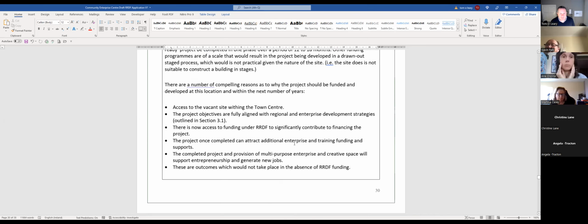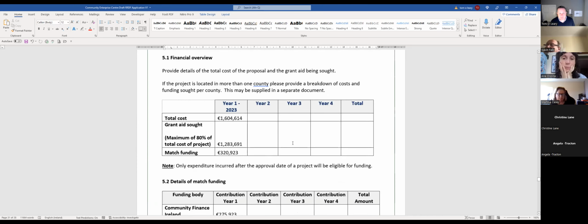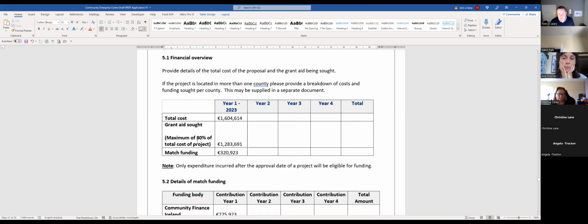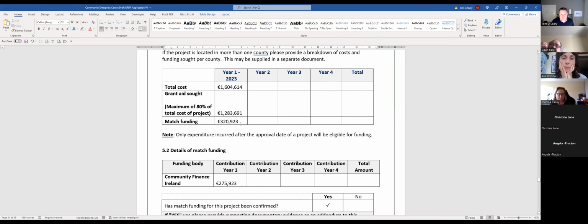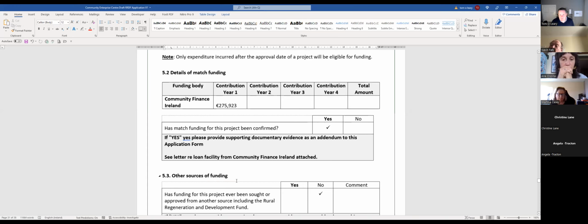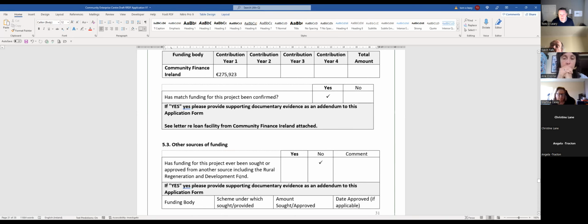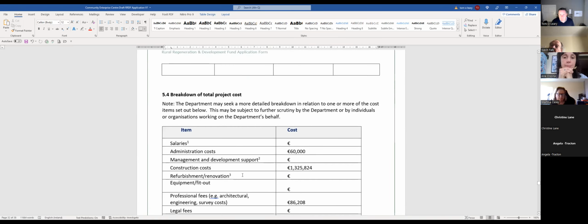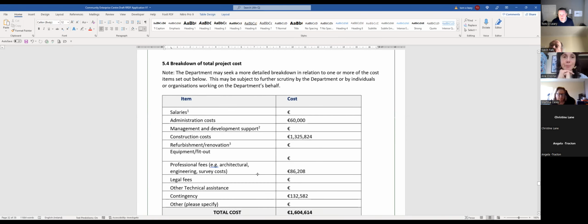Sustainability, additionality, and then the finances. So every application looks for this and a breakdown of the financials, so what the total cost is. They will get 80% funding, which is 1.2 million in this case, and they've got matching funds of 350,000. They got approval of a loan of 275 on this project, and the rest would be coming from their own sources, right?